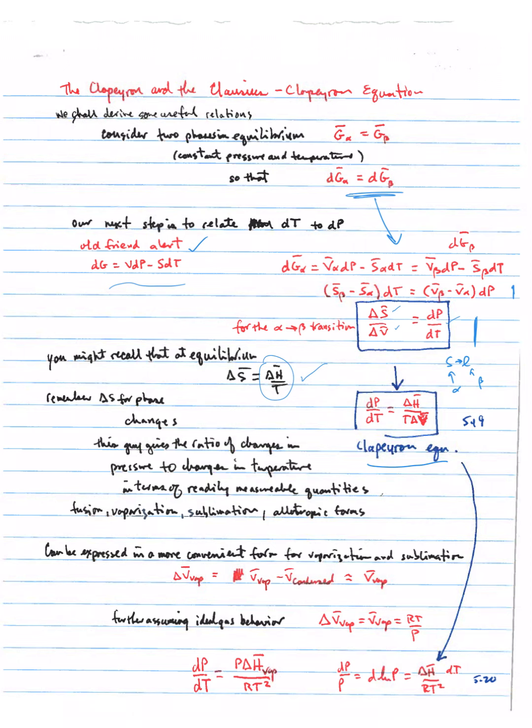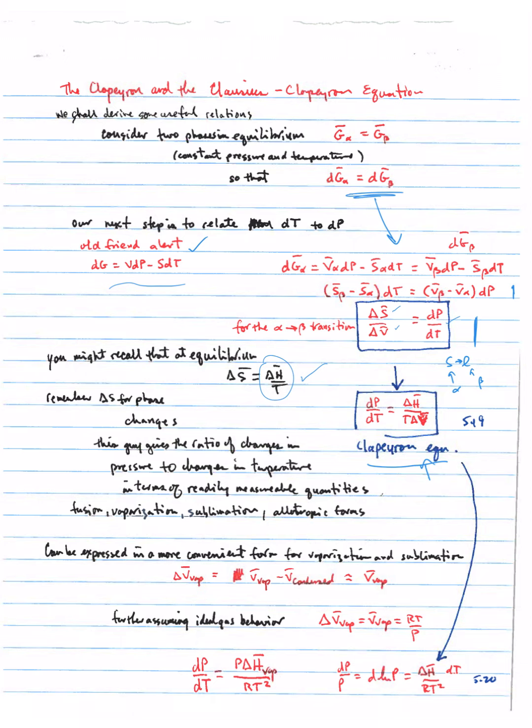So remember delta S for phase changes. This equation gives the ratio of changes in pressure to changes in temperature in terms of readily measurable quantities, where delta H could be delta H of fusion, delta H of vaporization, or delta H of sublimation. So for any phase change, you can get values here. We'll see a plot in a minute.